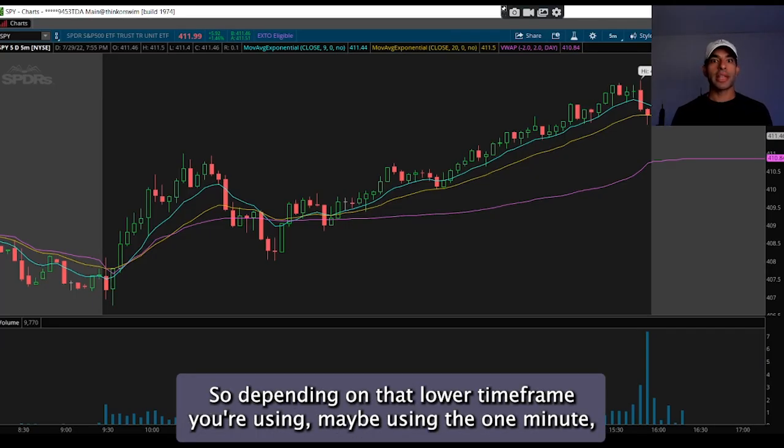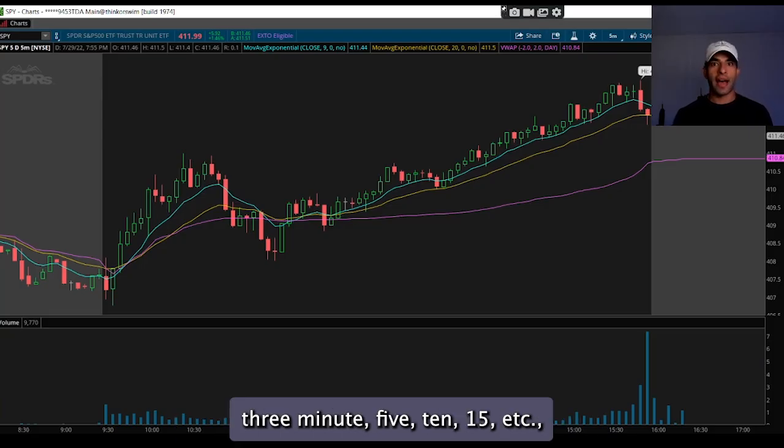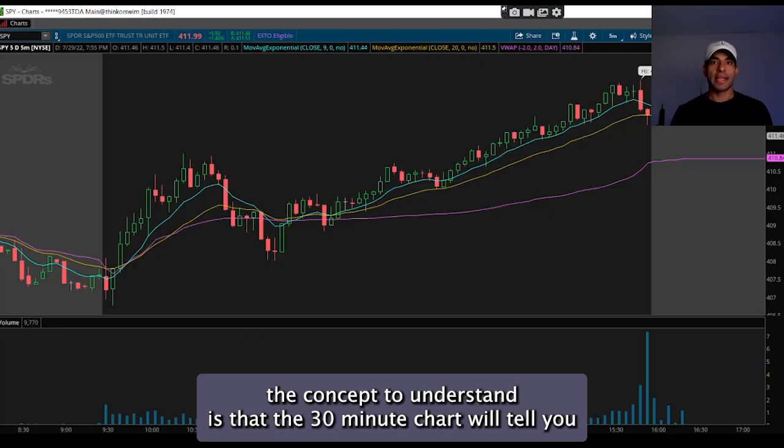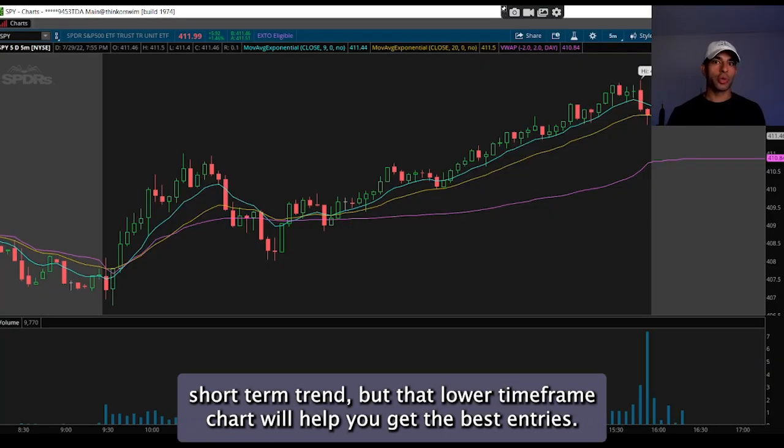So depending on that lower time frame you're using, maybe you're using the 1 minute, 3 minute, 5, 10, 15, etc. The concept to understand is that the 30-minute chart will tell you short-term trends, but that lower time frame chart will help you get the best entries.